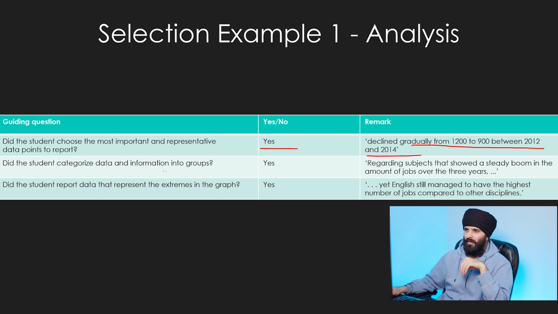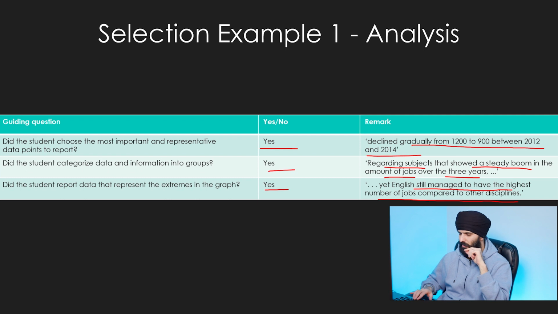Second, did the student categorize data and information into groups? Yep, they did. So they basically created a group regarding subjects that showed a steady boom in the amount of jobs over the 3 years. So they grouped that. Finally, did the student report data that represent the extremes in the graph? Yep, they reported the extremes. Yet English still managed to have the highest number of jobs compared to other disciplines. So they talk about the key extremes as well, right? So this is how you go about picking data.